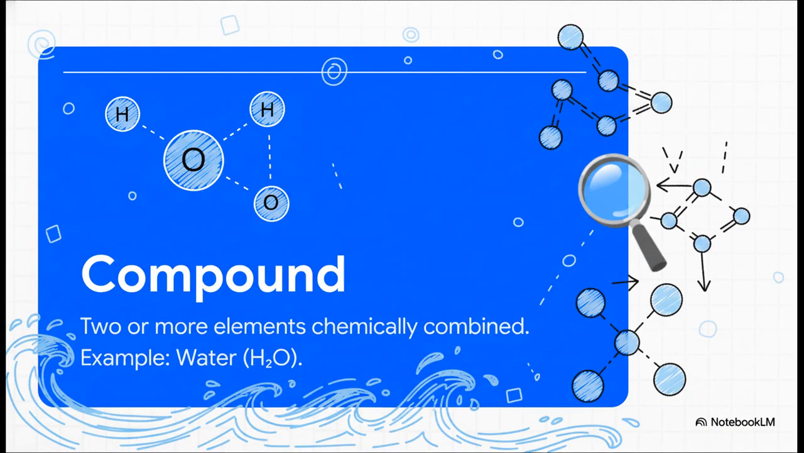Okay, so what happens when you take those basic ingredients, those elements, and chemically lock them together? Well, then you get a compound. And our star player, water, is the perfect example. It's always two hydrogen atoms bonded to one oxygen atom. That H2O formula isn't just a suggestion, it's a fixed chemical recipe.